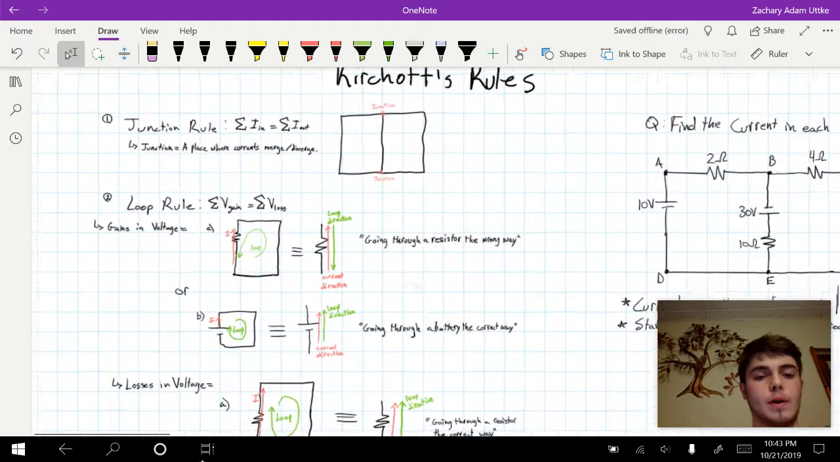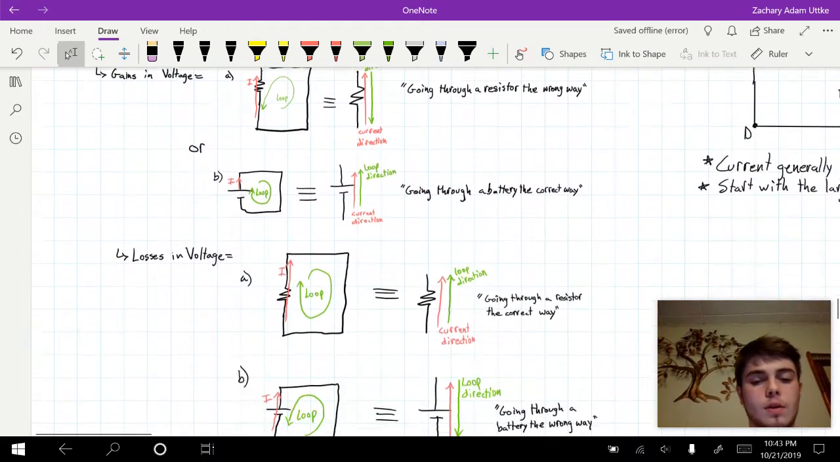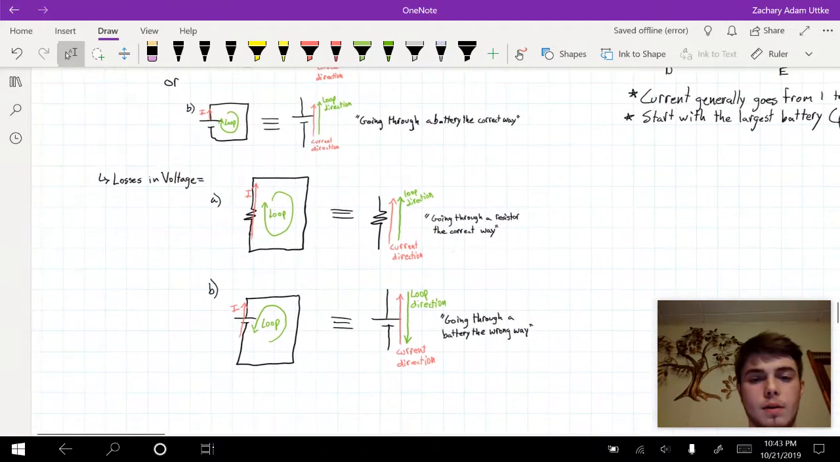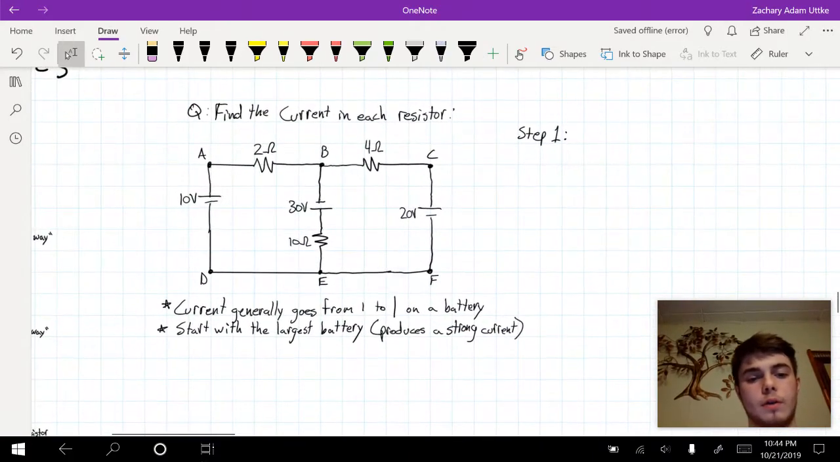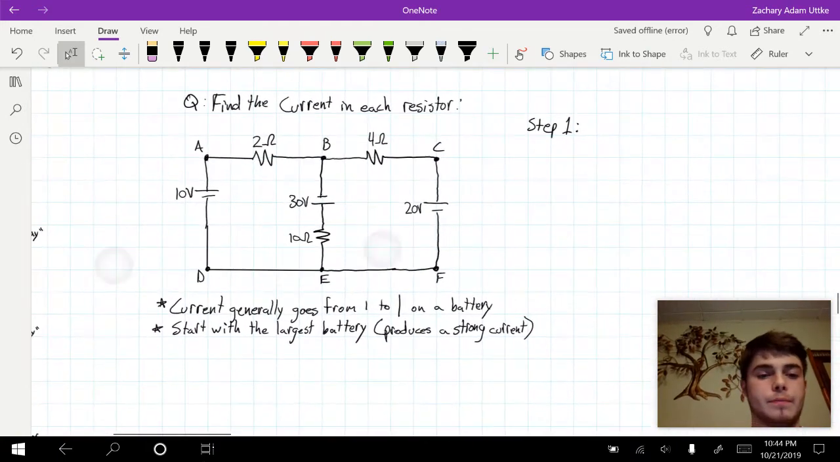So right away, I'd say maybe pause the video and look at what I have written down here because this will be pretty useful in deciding how to solve the problem. So I'd say pause right here as well as right here. And then after you have all that, maybe go through this problem with me. So if this is our actual question, find the current in each of these resistors.